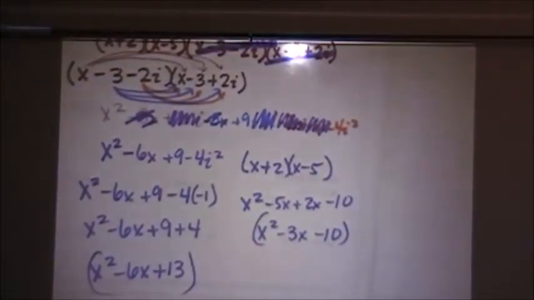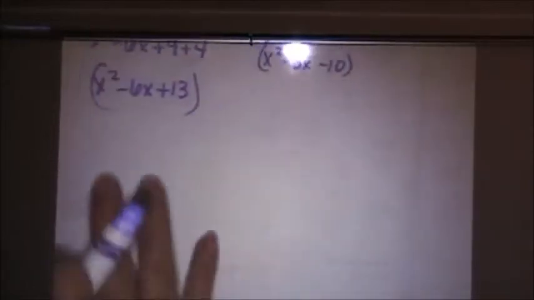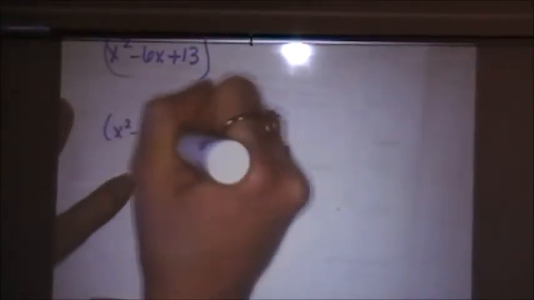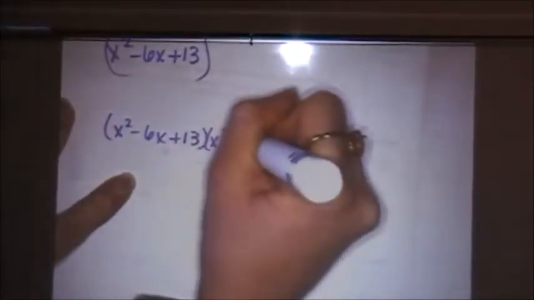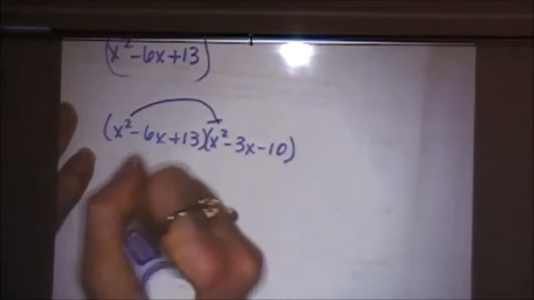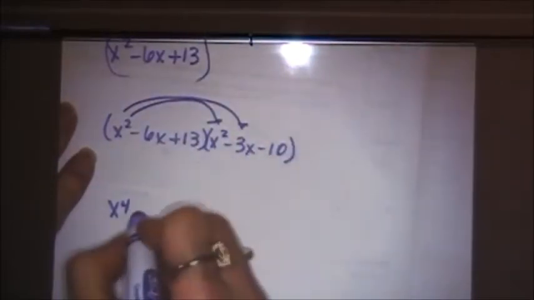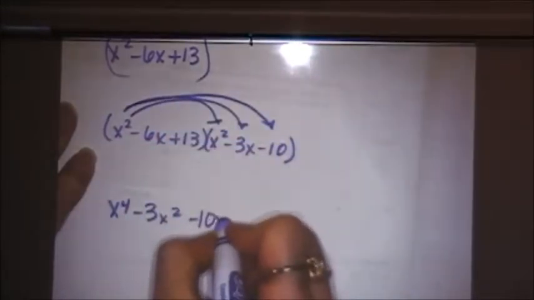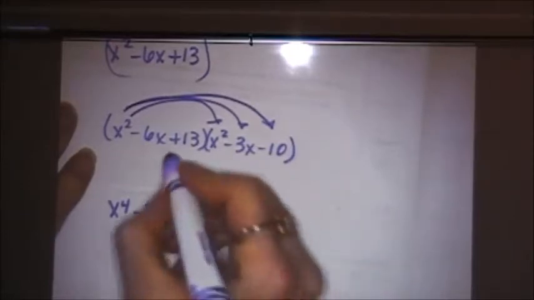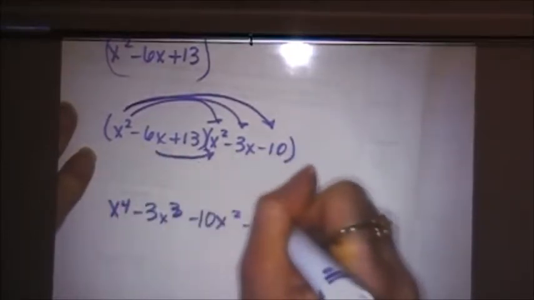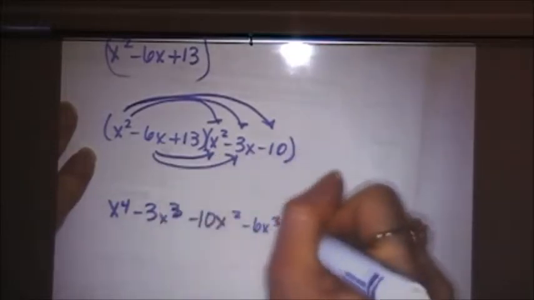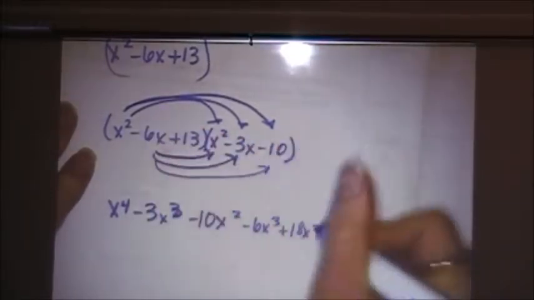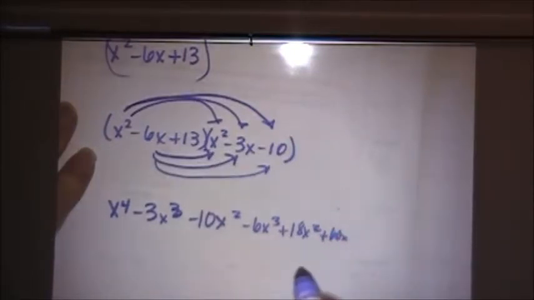I'm going to have to combine those two things. So let's do that now by distributive property again. So x squared minus 6x plus 13 times x squared minus 3x minus 10. Now you're going to distribute. x to the fourth minus 3x to the third minus 10x squared. Minus 6x to the third. Plus 18x squared. Plus 60x. Let me go on to the next line because I'm running out of room.